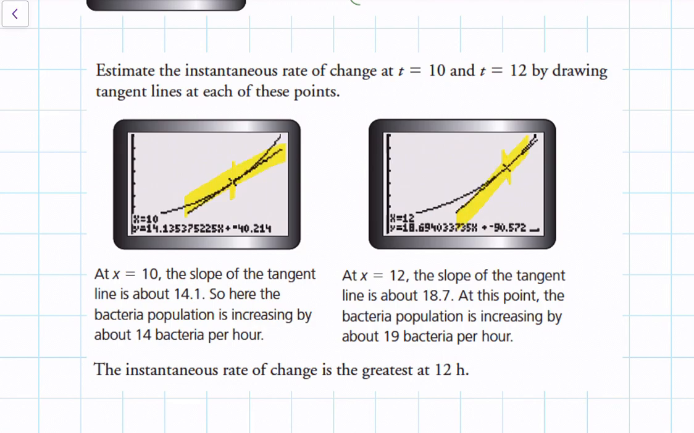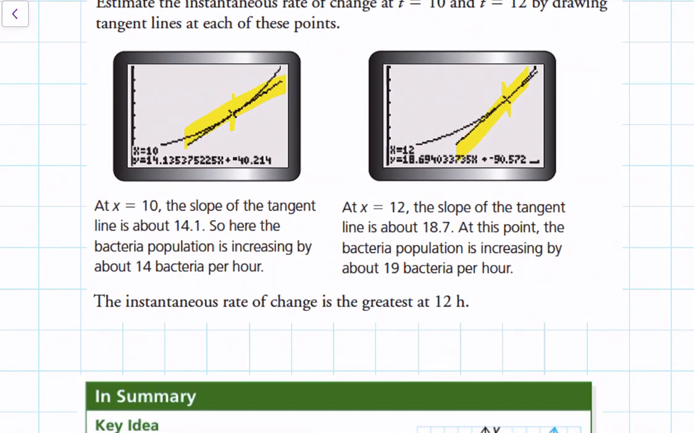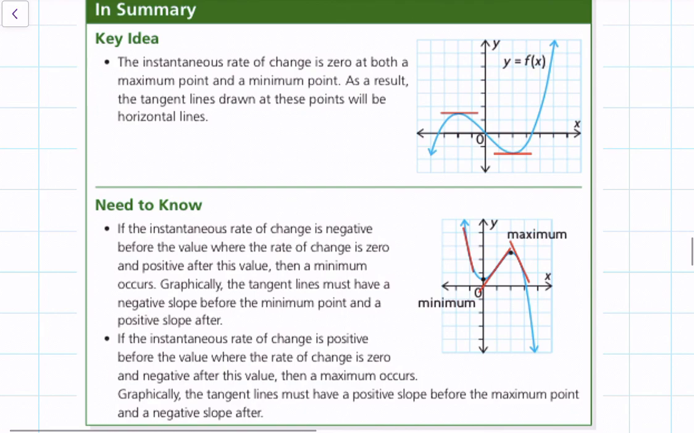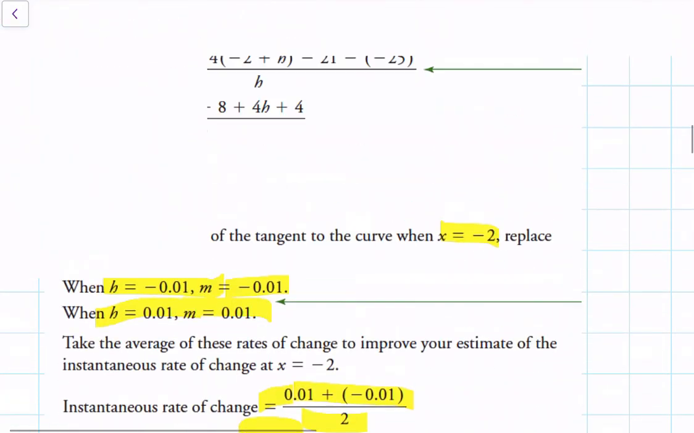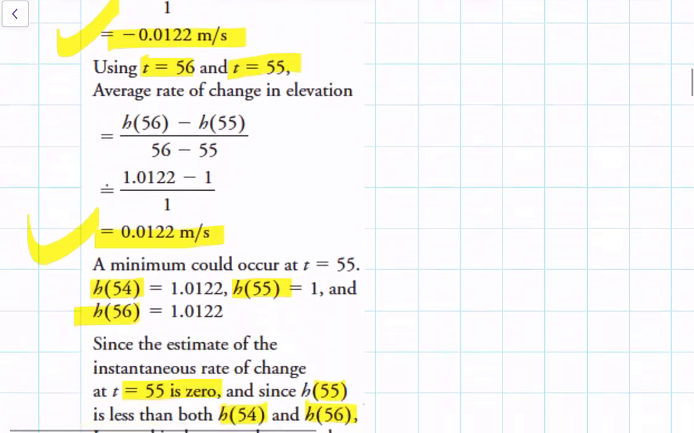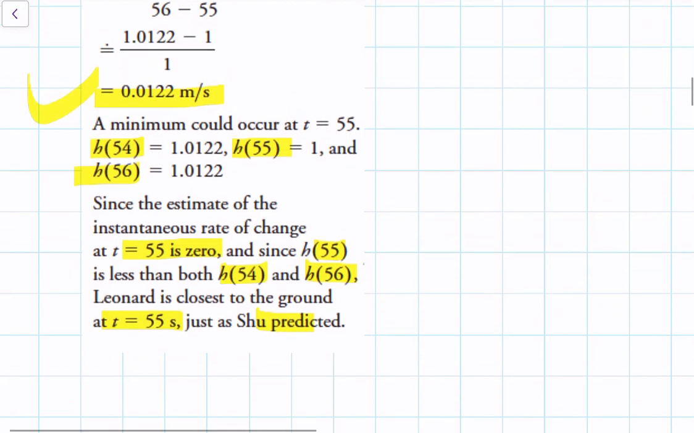And then once we average those out, we get the instantaneous rate of change to be the greatest at 12 hours. So in summary, the instantaneous rate of change is 0 at both a maximum point and a minimum point, right? And that's what we saw in our first example. Since we know that the instantaneous rate of change was 0 here, that must mean that it was probably at a minimum point right here.